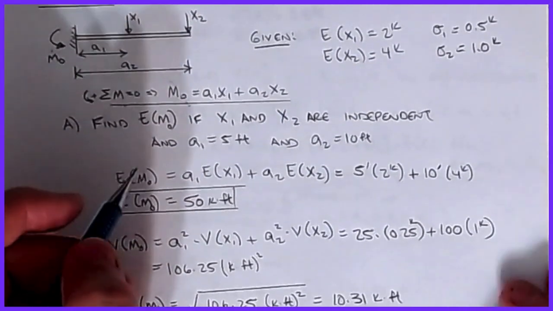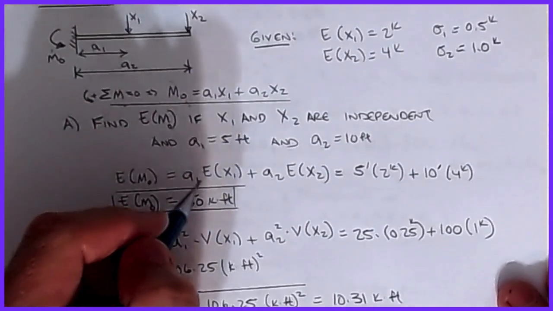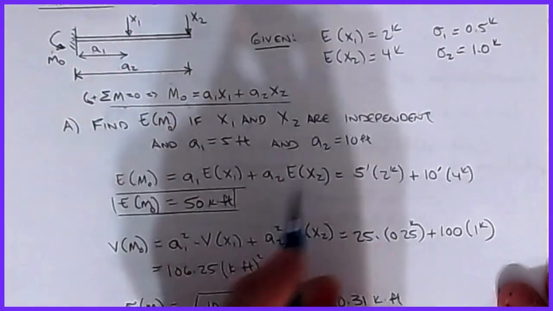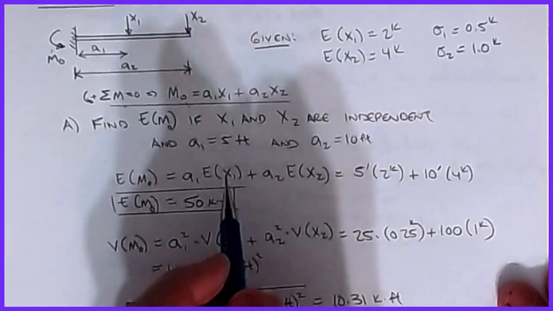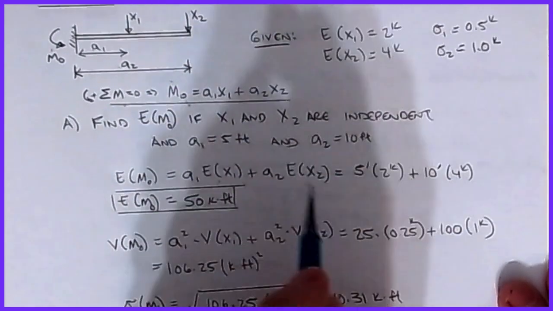Well, as we saw in the previous calculation, the expected value of M naught is going to then be a1 times the expected value of x1 plus a2 times the expected value of x2, which is now just a plug and chug problem because you were given these expected values in our data up above.